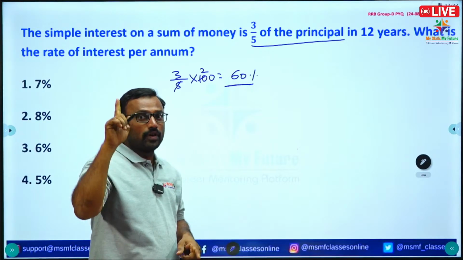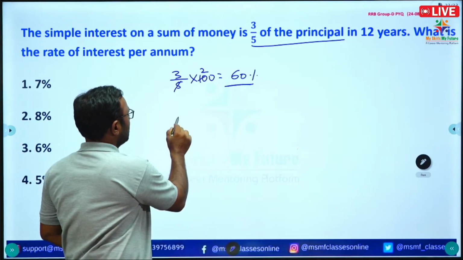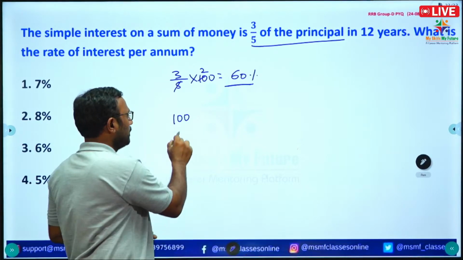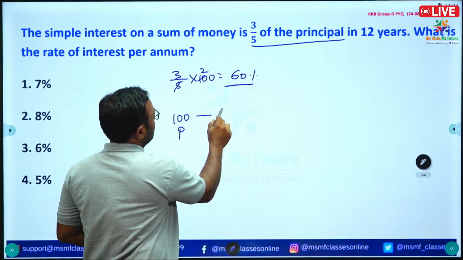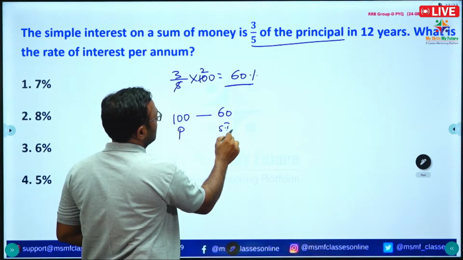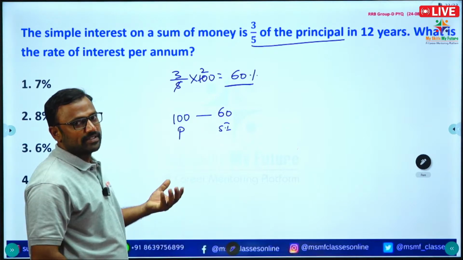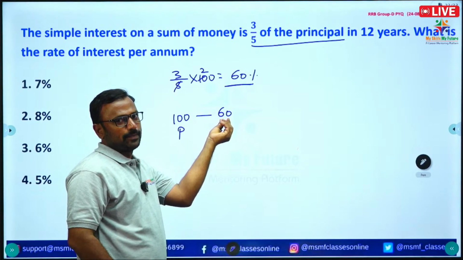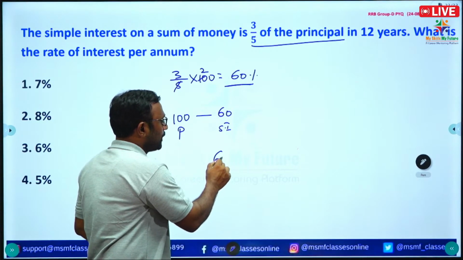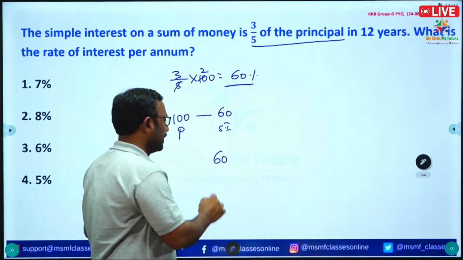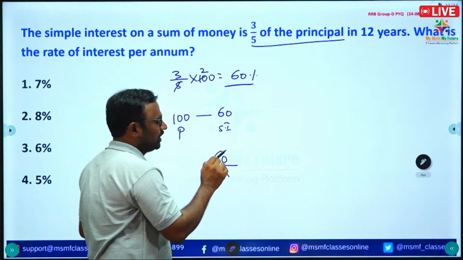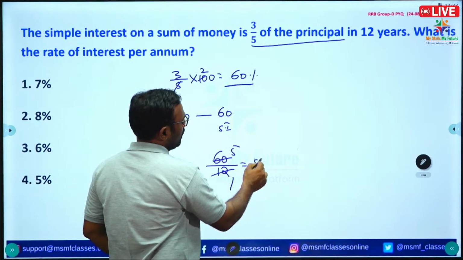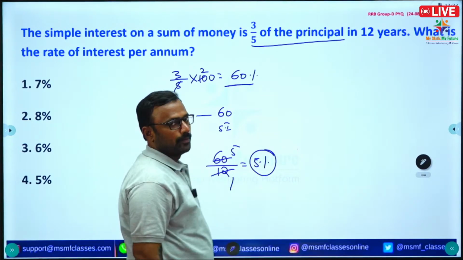For 12 years. Suppose I am taking 100% amount is the principal. Simple interest is 60. What is the rate of interest? So this is the simple interest percentage for 12 years. So per every year what percent will come? Just divide by 12, you get the answer. 12 ones are 12, 12 fives are 60. So 5% rate of interest per annum.